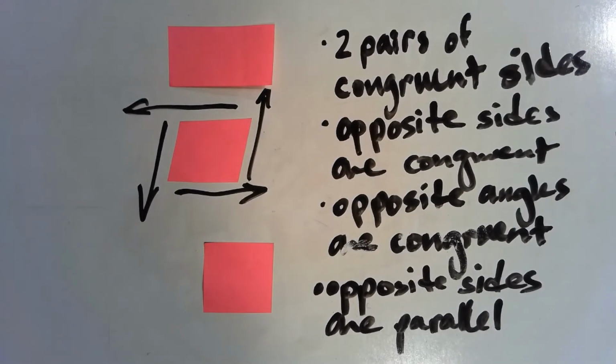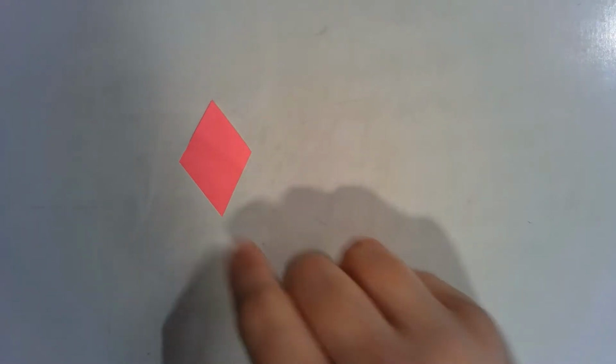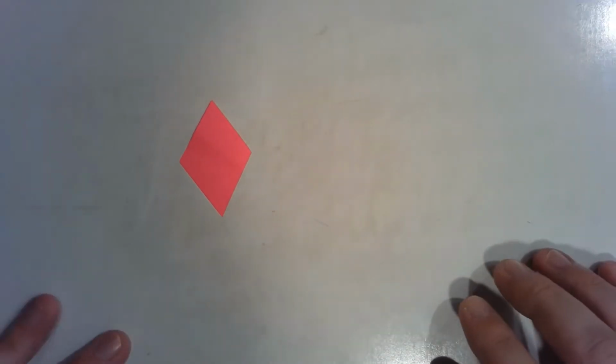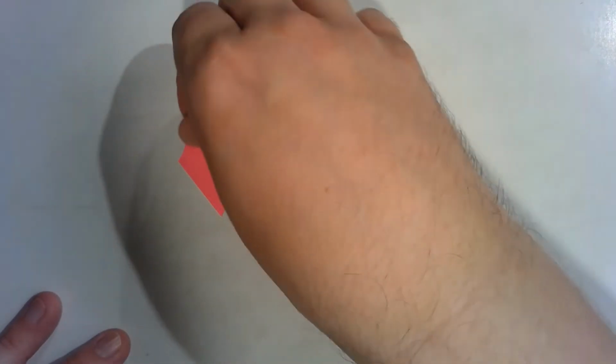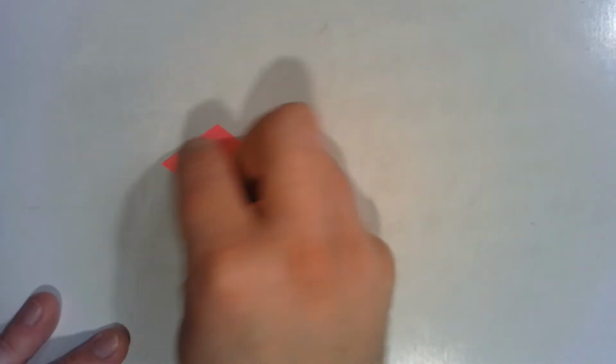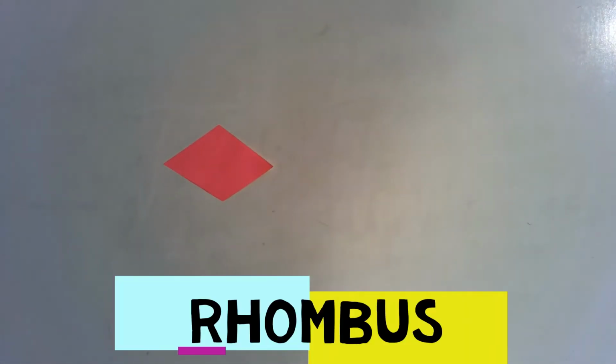Now let's talk about a very special type of parallelogram that is quite interesting. So here is a very special type of parallelogram, and I sort of fixed it this way because this is often the way you will see it. You might also see it like so, where this is a rhombus. A rhombus is a very specific type of parallelogram.